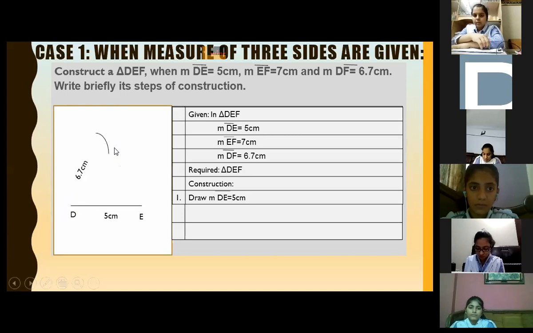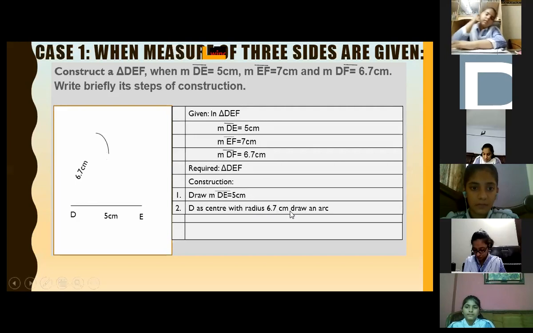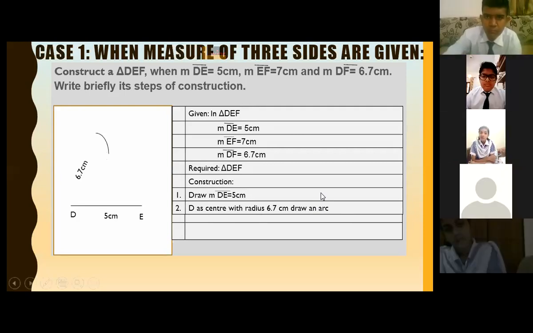On this point there is no F. When will we get F? When we get two intersecting arcs, then we will get F. So what will be the step of construction? D as center with radius 6.7 centimeter, draw an arc. Look at the slide: D as center with radius 6.7 centimeter, draw an arc.